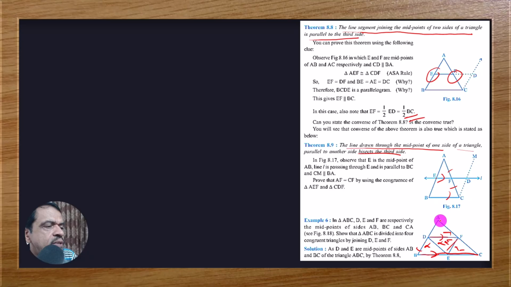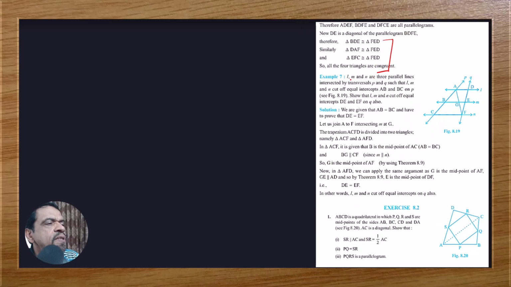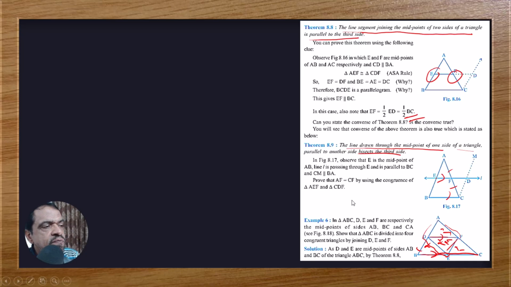In the same way, we take this parallelogram ADEF, so these two parts are equal. So we can prove it: all triangles are divided into equal, congruent triangles. Very easy solution. This example is based on the midpoint theorem, and we saw its application in Example 6.